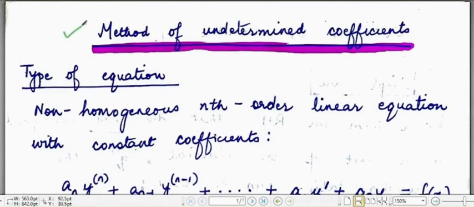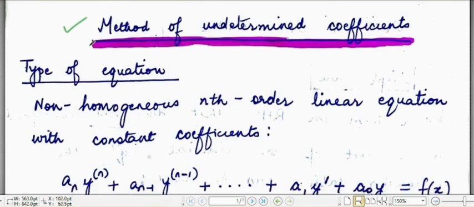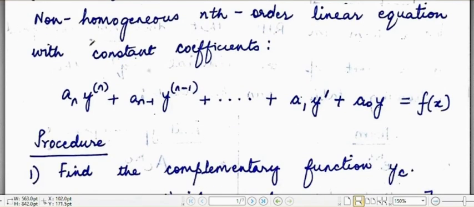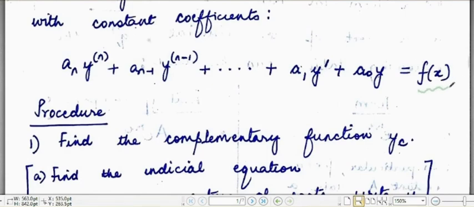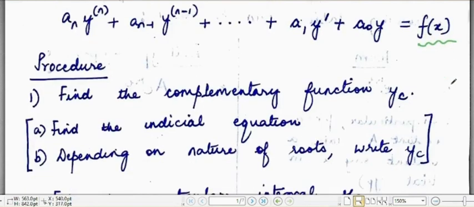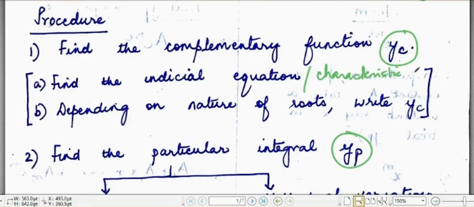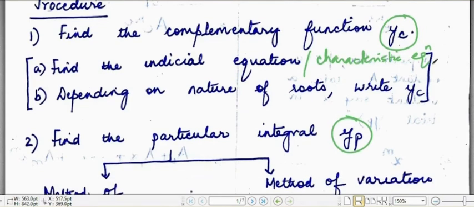In today's video we are going to start with a very important method called method of undetermined coefficients. We saw in the last video that for a non-homogeneous differential equation which is linear and having constant coefficients, non-homogeneous means where you have right hand side as non-zero, the general solution comprises of two parts, yc and yp. Yc is called the complementary function, which is obtained after finding the initial equation or what we call the characteristic equation, and after solving for the roots of the characteristic equation. Depending on the nature of roots, we write our yc.